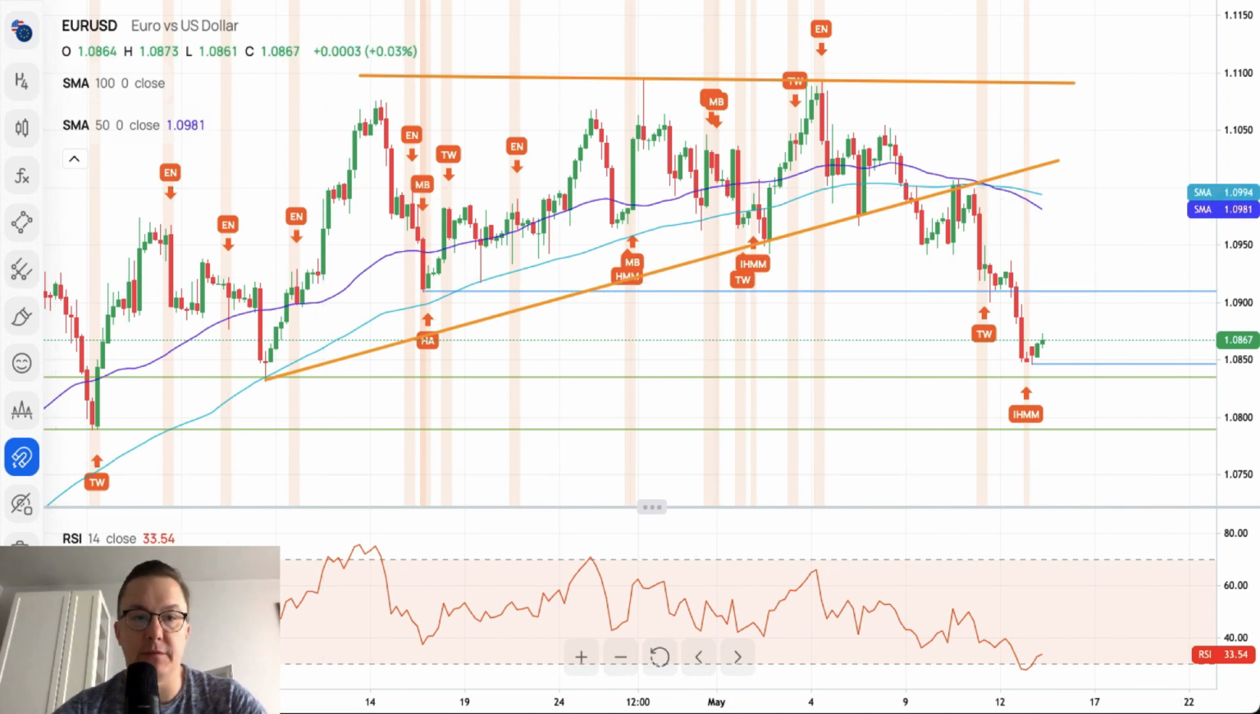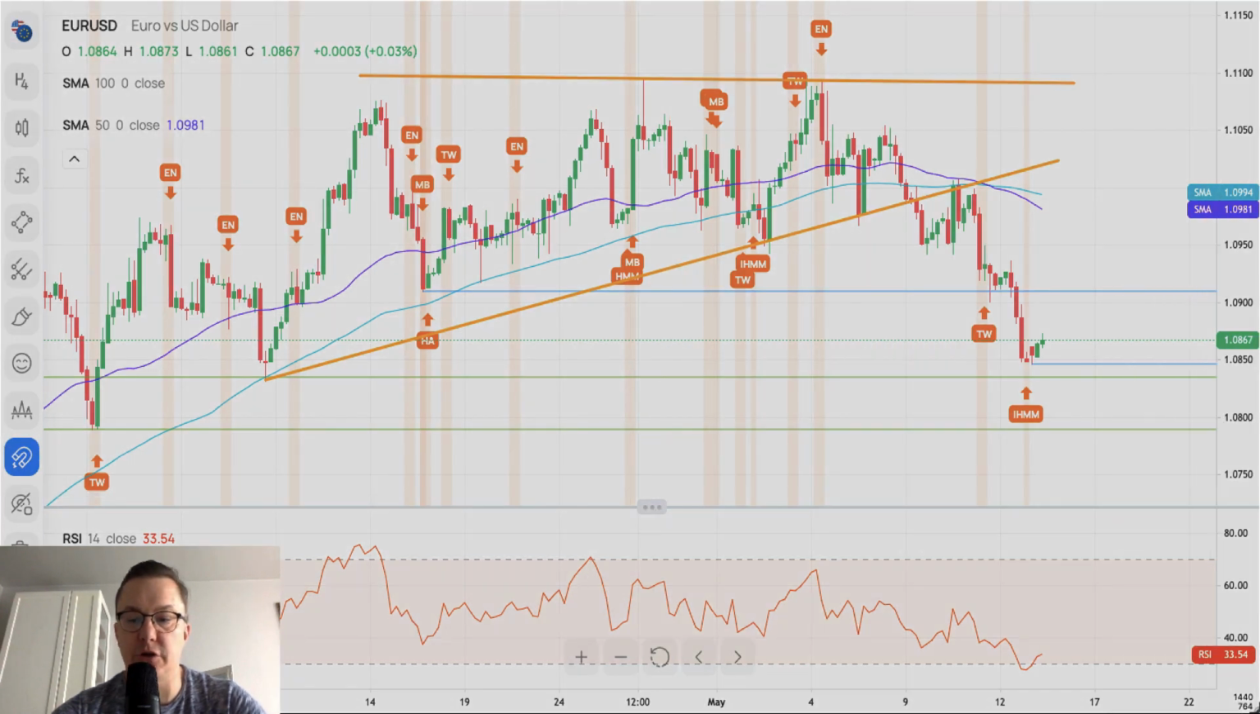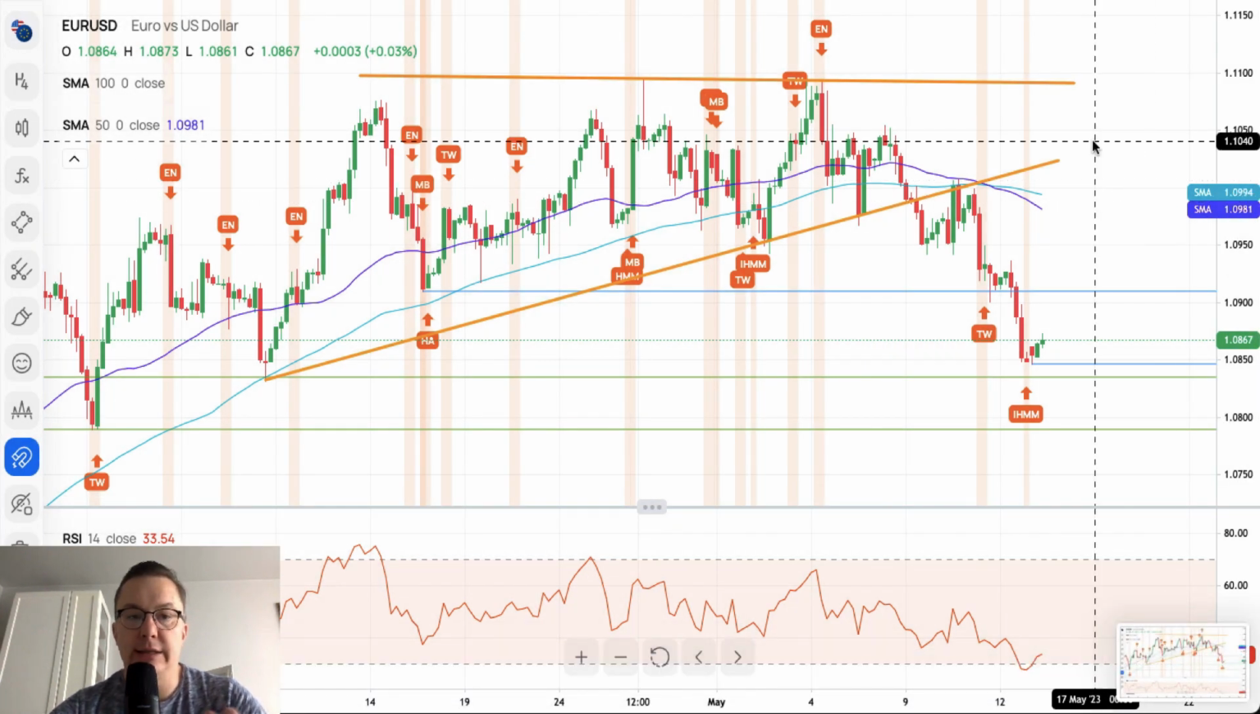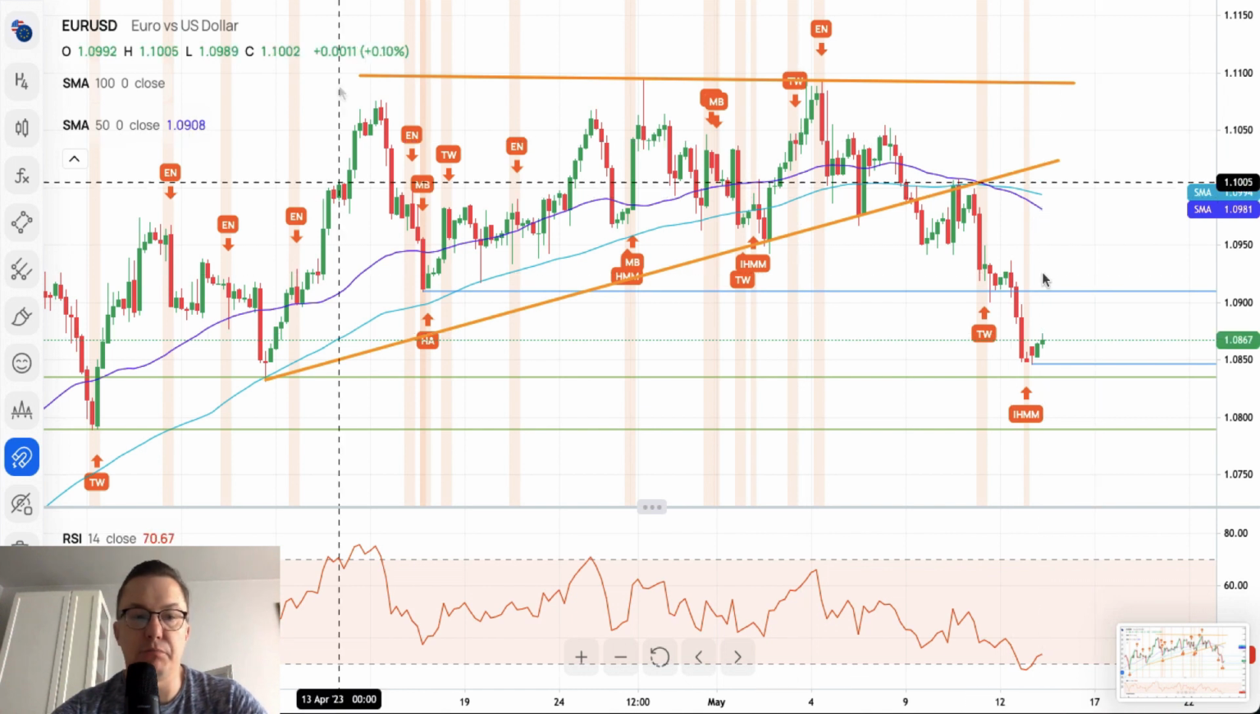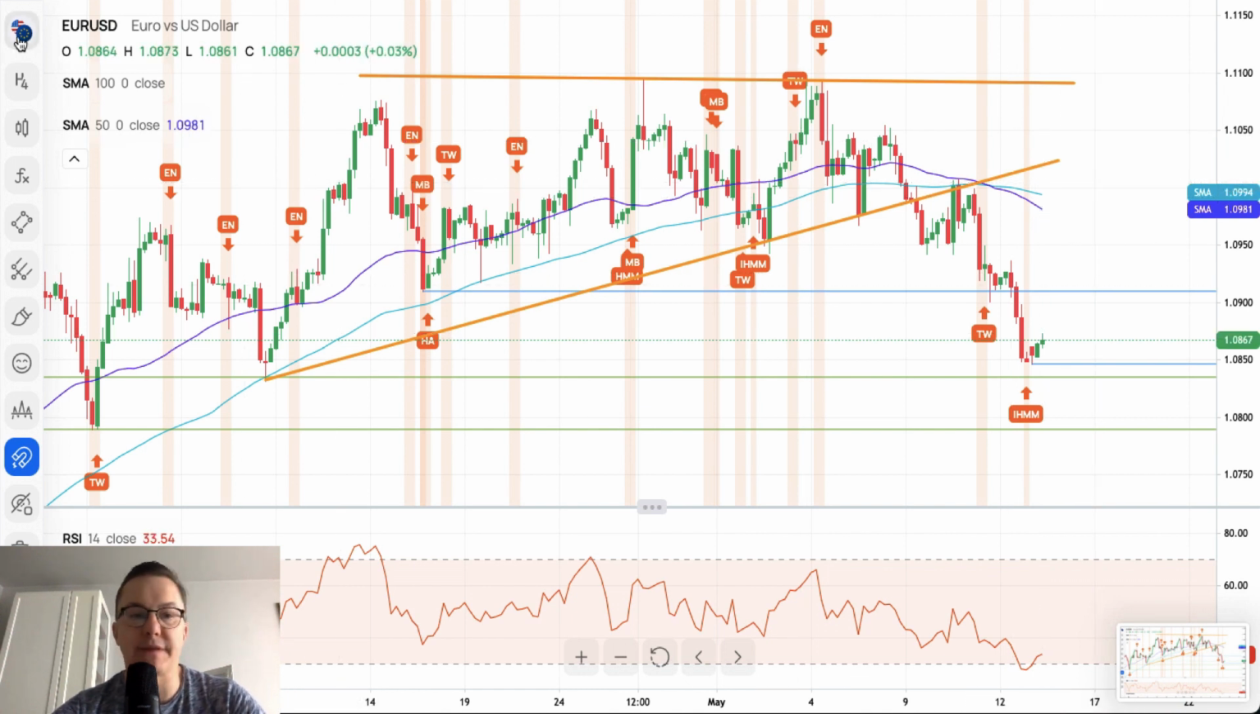So this is how it looks like on the euro dollar. Let me just take a screenshot and we are done. So that's the euro dollar. Outlook is bearish, possible bounce coming in.